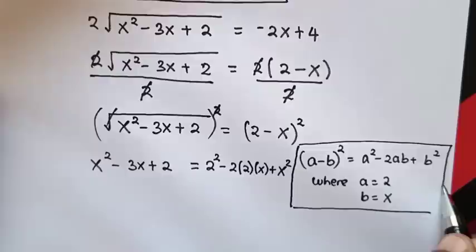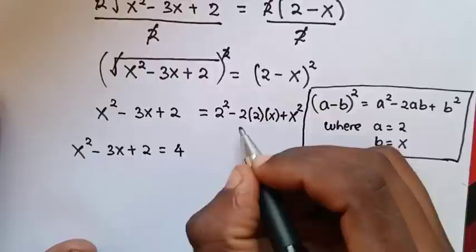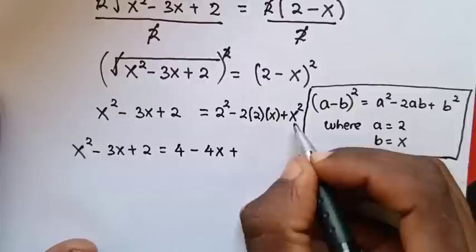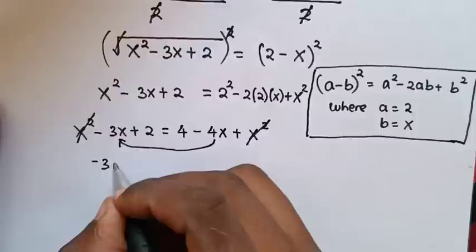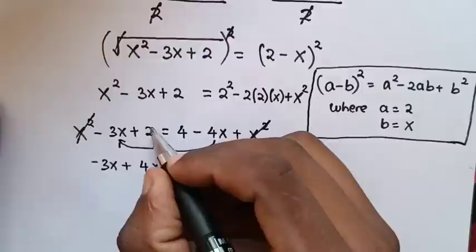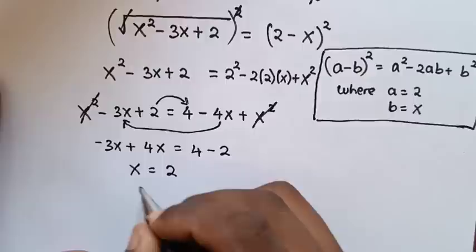Then here in our equation, it will be x square minus 3x plus 2 is equal to 2 square is 4 minus 2 times 2 times x is minus 4x plus x square. Then this x square will cancel with this x square. Then this negative 4x we take to the left side. So it will be minus 3x plus 4x is equal to this 2 we take to the right side. So it will be 4 minus 2. Then this 4x minus 3x is x is equal to this minus this is 2. So our final answer is x is equal to 2.